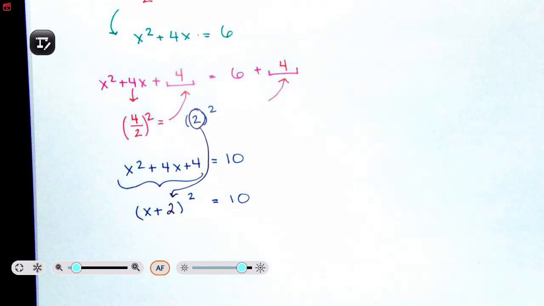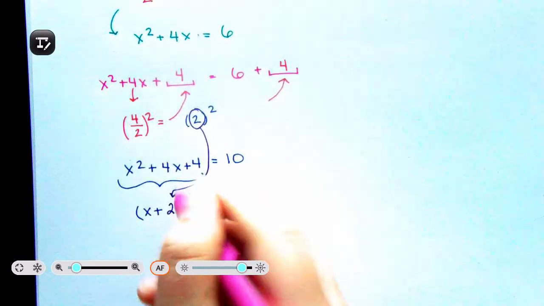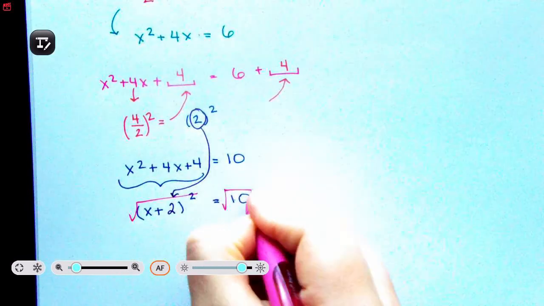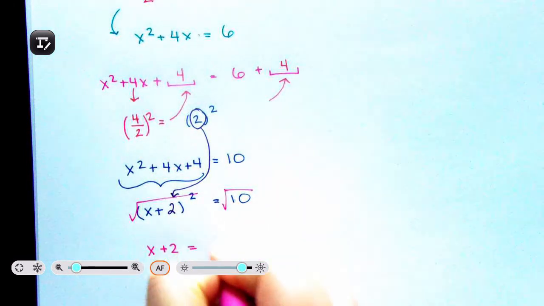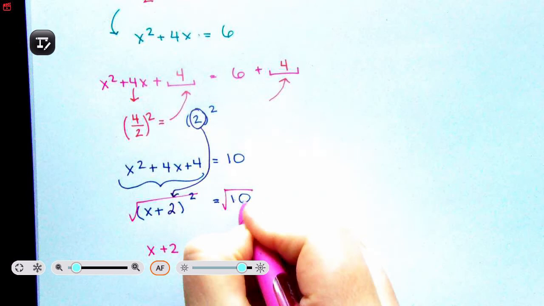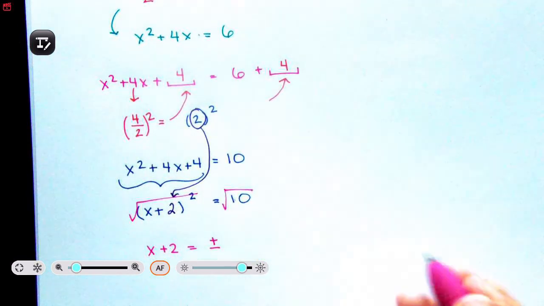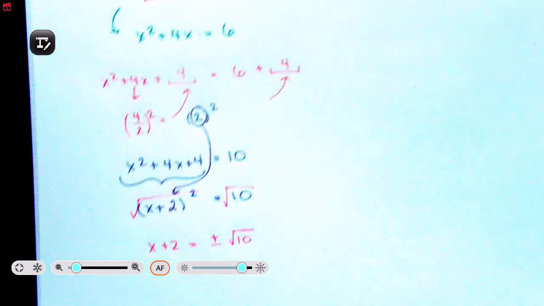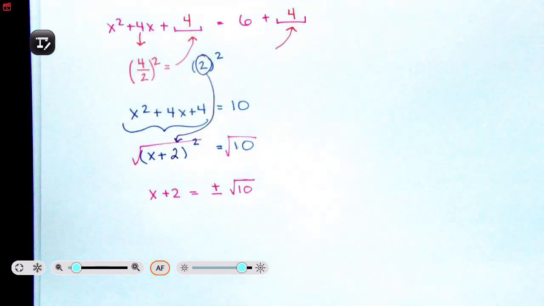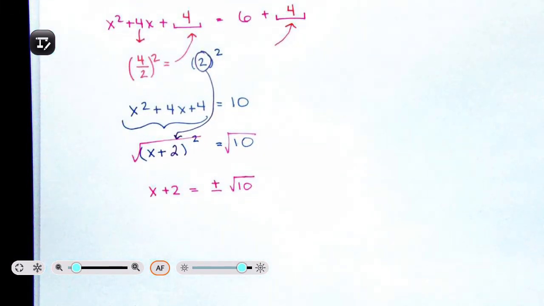Okay, so we're going to move on. Square root both sides. Don't forget your plus and minus. So x plus 2 is equal to plus or minus the square root of 10. I'm leaving it as the square root of 10 because I don't know what that is. I don't recommend using calculators for this. Keep your answer as exact as possible. You're not doing much with it, so leave it.